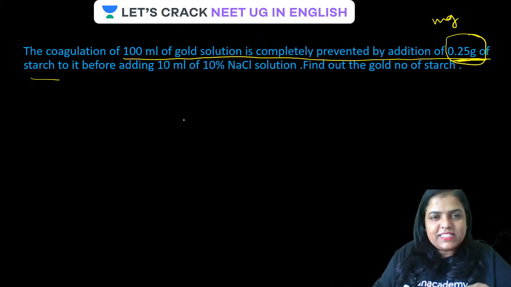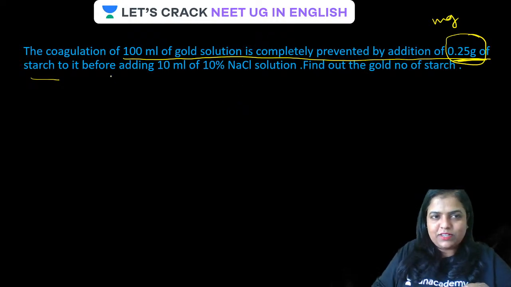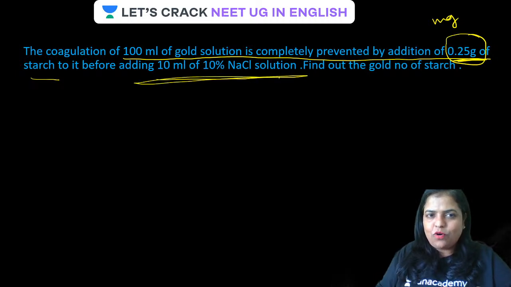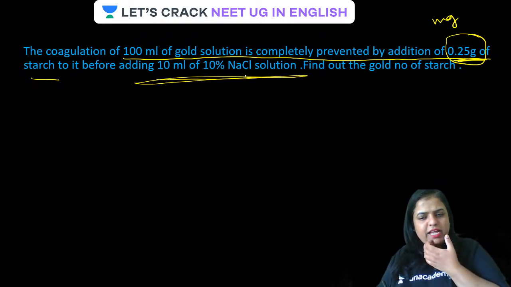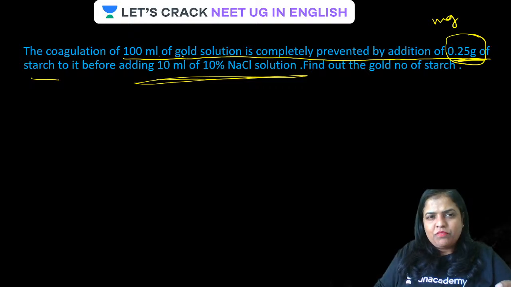So, guys, let us solve this. For 100 ml, how much milligram is required? First of all, find out that. The 10 ml of 1% NaCl solution is going to be fixed always; that is not going to make much difference. The coagulation of 100 ml of gold solution is completely prevented by adding 0.25 gram of starch. If you have solved this, do reply in the chat box.